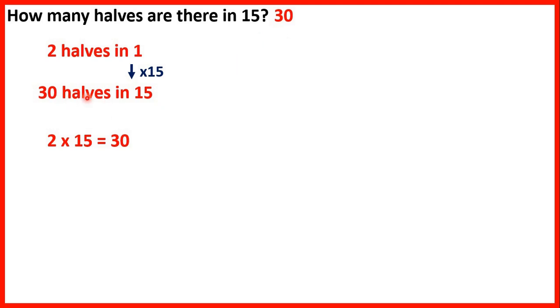We can write 30 halves as 30 over 2, and remember, when we get an improper fraction, we can divide, and 30 divided by 2 is 15, so that's why there are 30 halves in 15 wholes.